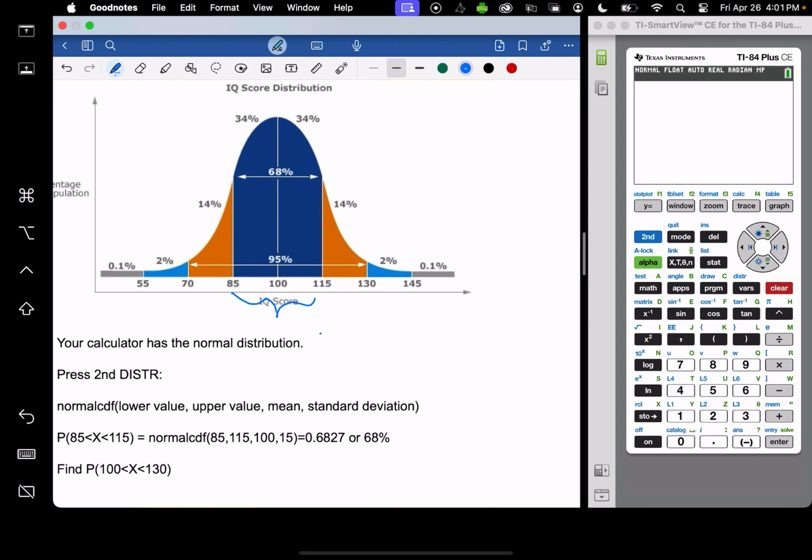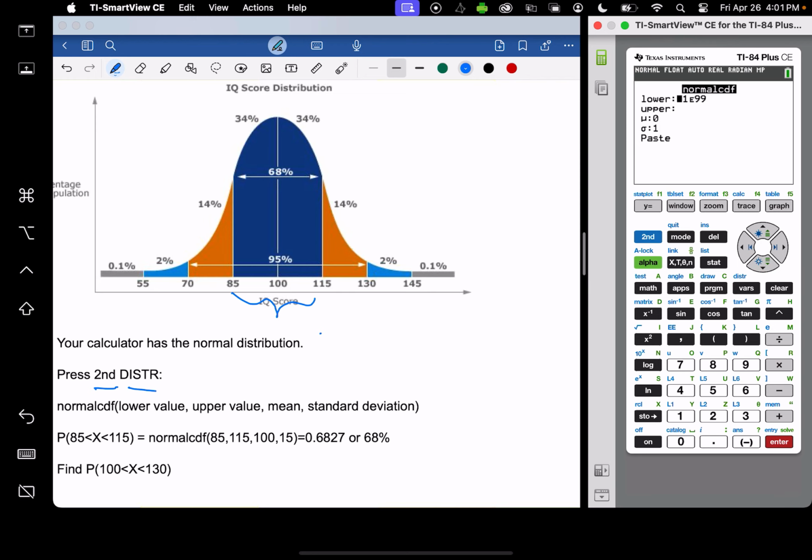So go to second distribution, and I screwed that up, second distribution, and then we're looking for normal CDF, so the second option. Don't choose PDF, choose CDF, because we're doing a range of values. Enter.